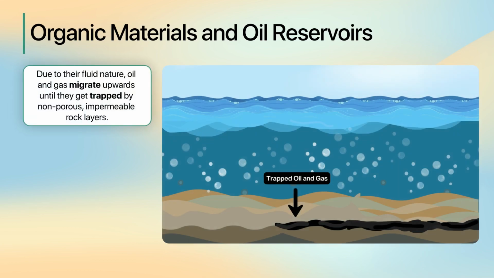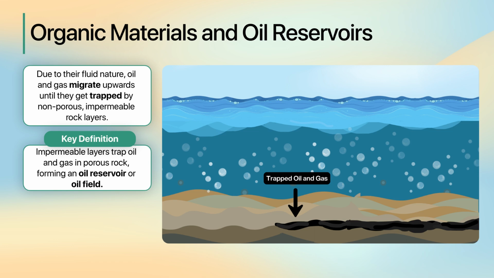The next step involves the migration of the oil and gas. Due to their fluid nature, oil and gas start moving through the porous rock layers. They continue to migrate upwards until they encounter non-porous, impermeable rock layers. These impermeable layers trap the oil and gas in the porous rock beneath them. This trapped accumulation forms what we call an oil reservoir or oil field.